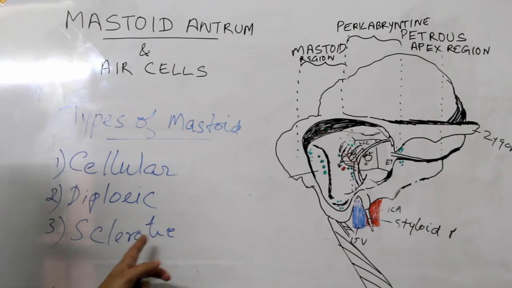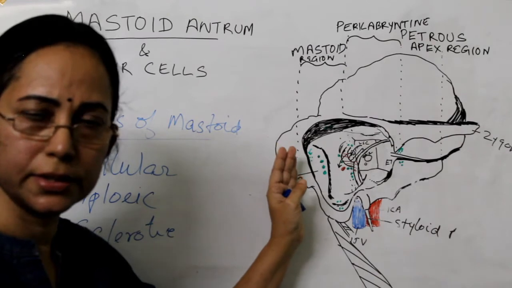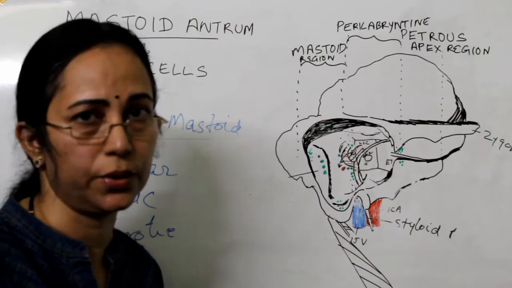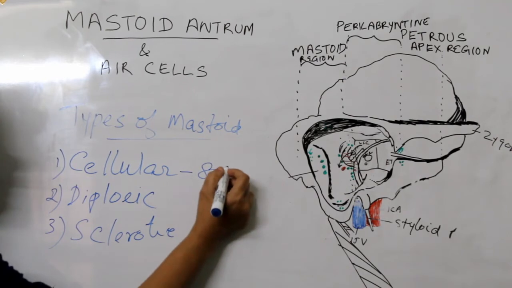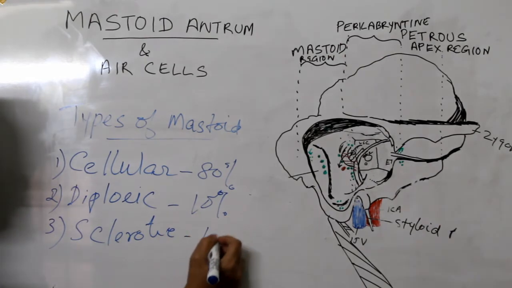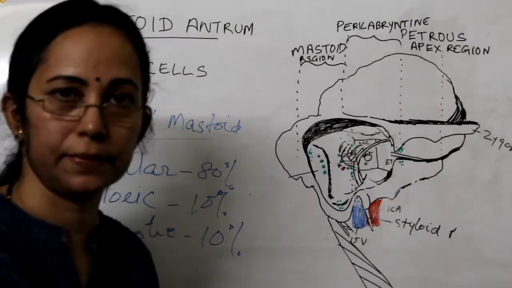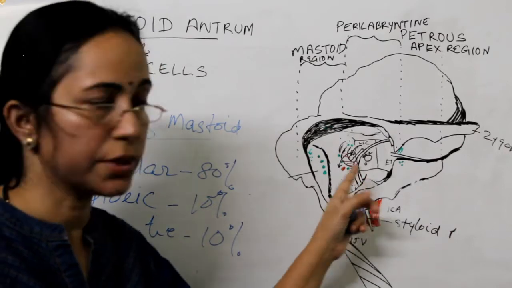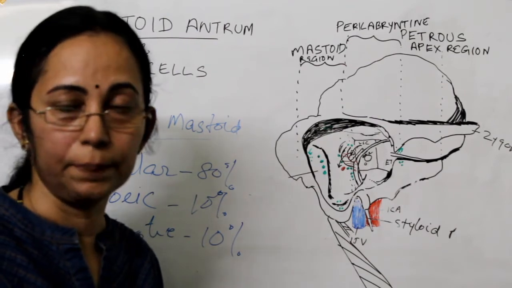In this case, the antrum will be very small and the sigmoid sinus will be anteriorly placed. So you should be careful while doing a mastoidectomy. In the normal population, the cellular type is seen in 80% of cases, the diploic is 10%, and again the sclerotic is 10%. And this distribution varies depending on nutrition, eustachian tube function, heredity and presence of repeated infections.